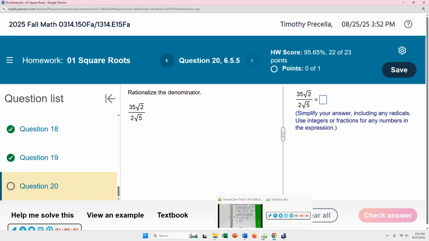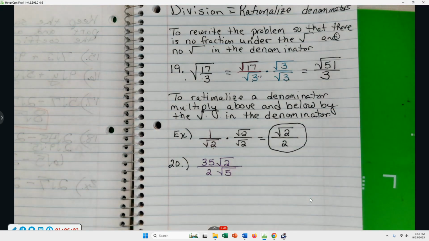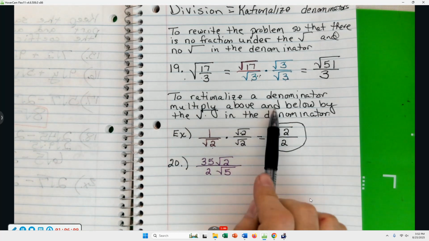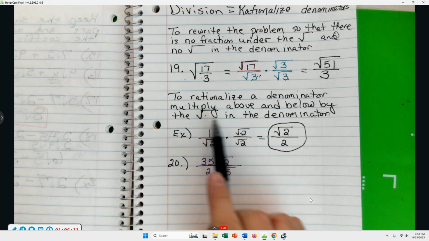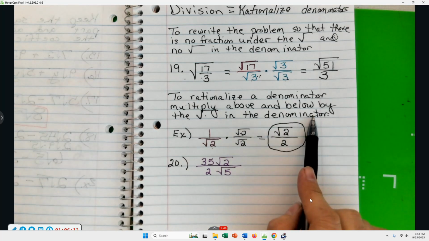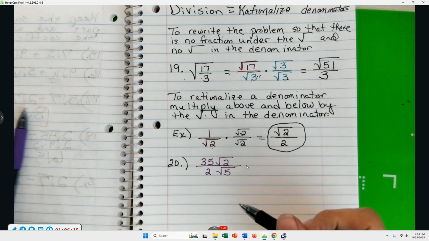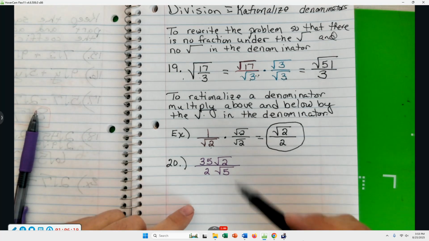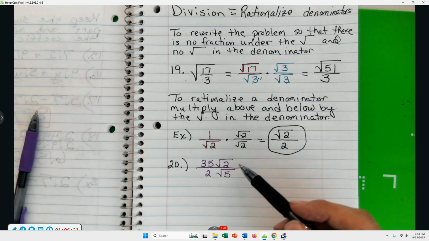Okay, let's switch. Read my sentence that doesn't make any sense to you probably. To rationalize a denominator, multiply above and below by the square root in the denominator. So what are we going to multiply above and below by here? Are we going to multiply above and below by the square root of 2? No. What are we going to use?